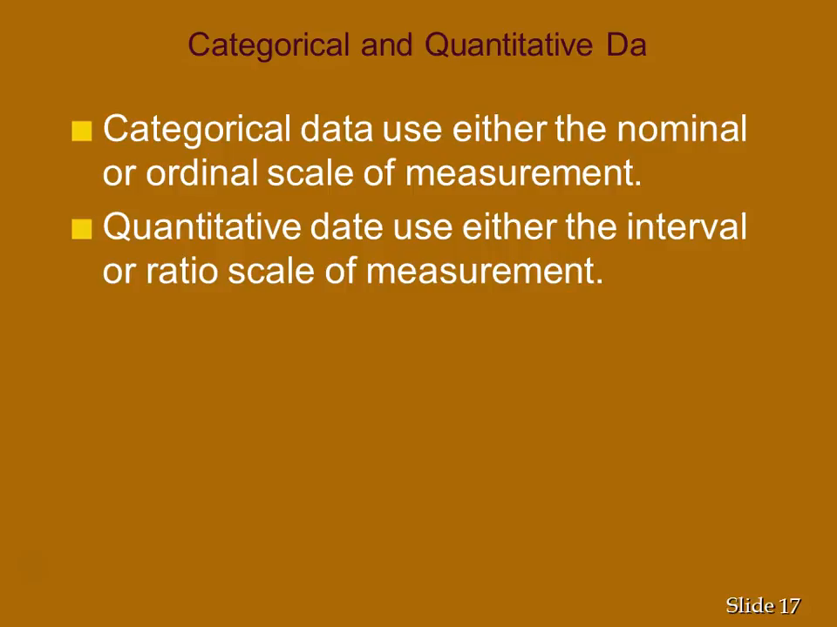Categorical data uses either the nominal or ordinal scale of measurement, whereas quantitative data uses either the interval or ratio scale of measurement.